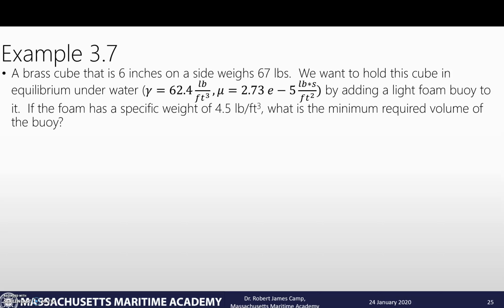A brass cube that is 6 inches on a side and weighs 67 pounds. We want to hold this cube in equilibrium underwater. The specific weight of water is 62.4 pounds per cubic foot, and its viscosity is 2.73 times 10 to the negative 5 pounds-second per foot squared. By adding a light foam buoy to it, if the foam buoy has a specific weight of 4.5 pounds per cubic foot, what's the minimum volume required for the buoy?